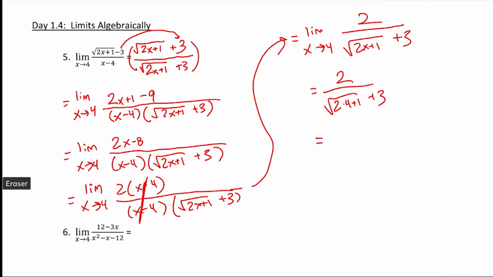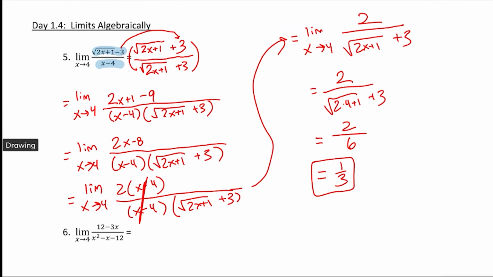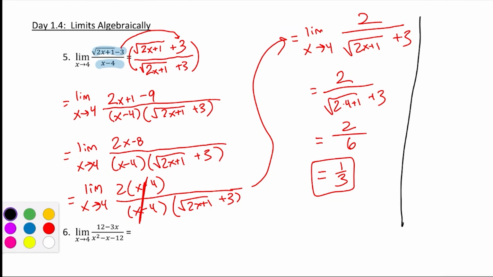So yeah, this is just going to be 2 over the square root of 9, which is 3, and 3 plus 3 is 6. So this is going to equal 1/3. Now, I said before that you could use L'Hopital's rule on this one, and you definitely could. You would just need to find the derivative of the top, find the derivative of the bottom, and then try to plug in 4. And that's going to work out pretty nicely here. I'll show you out to the side here that you could use that strategy.